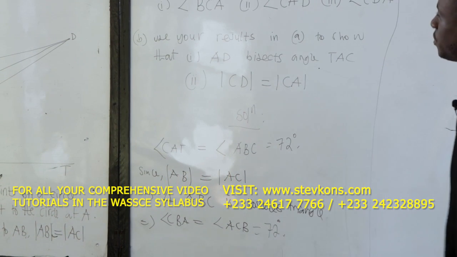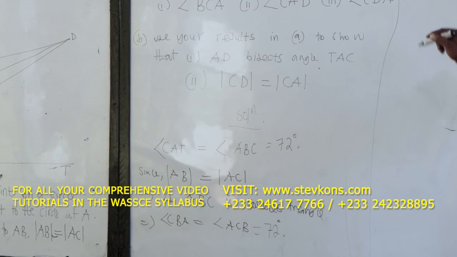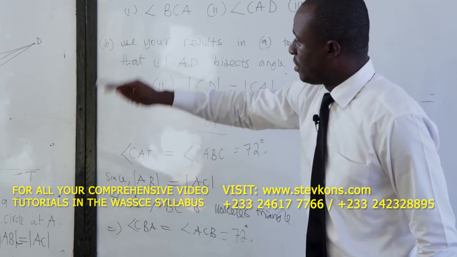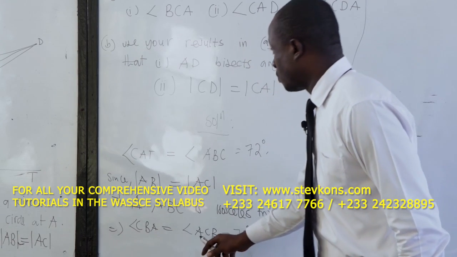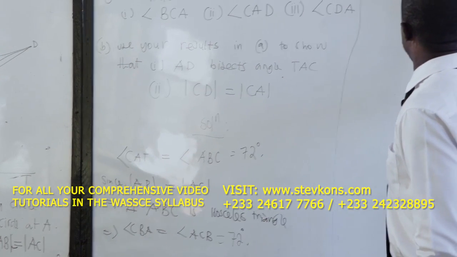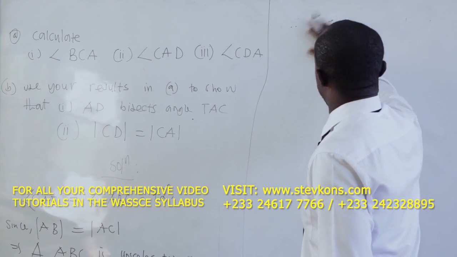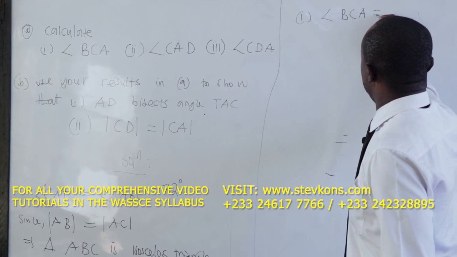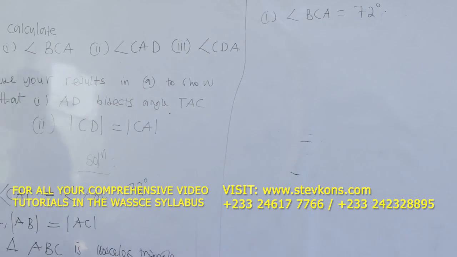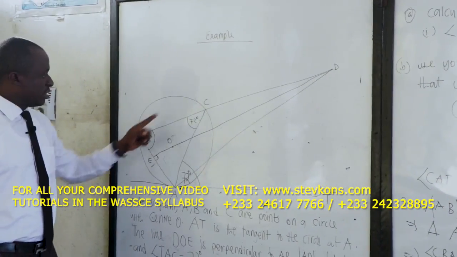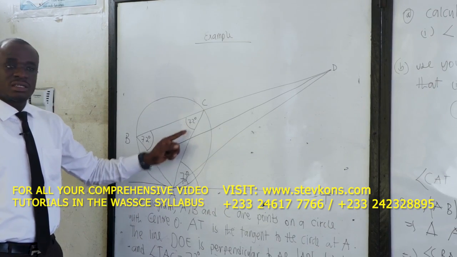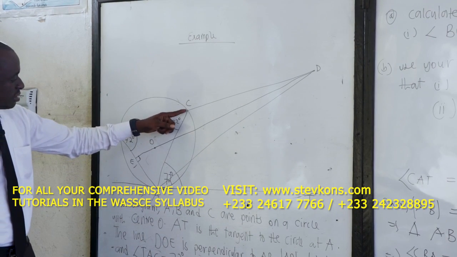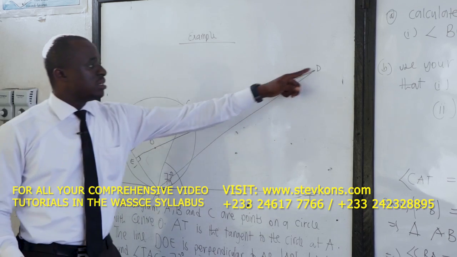Now, what are we looking for? It says that we find BCA. So CBA is equal to ACB. Therefore, the first one, BCA, is 72 degrees. That's the first one. The second one says you find CAD. You want to find CAD.